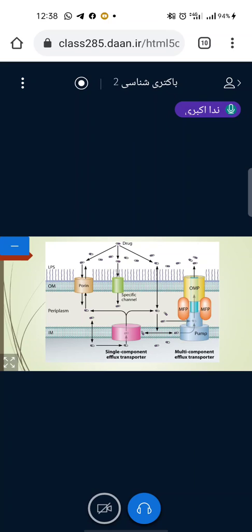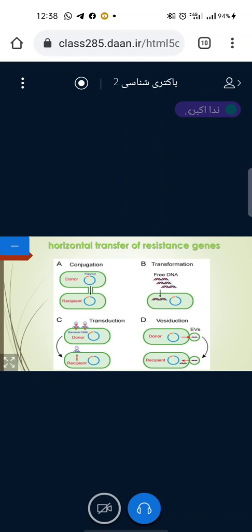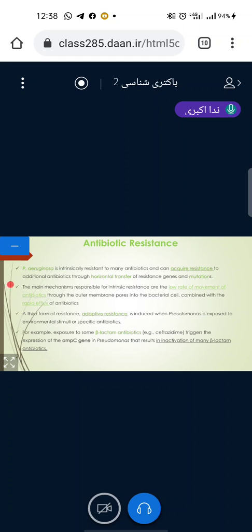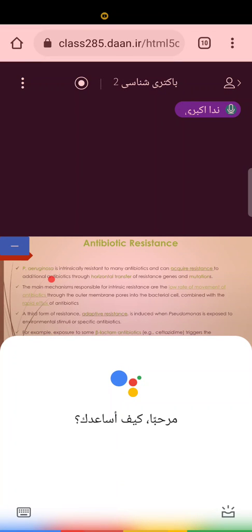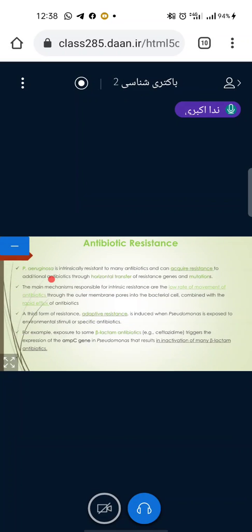And it makes many problems for therapies. On one side, Pseudomonas aeruginosa is resistant to many antibiotics and receives many resistance genes through horizontal transfer and mutation. And on the other side, it has a low rate of movement of antibiotic and rapid efflux of antibiotic. A third form of resistance is adaptive resistance. So we have three strategies.